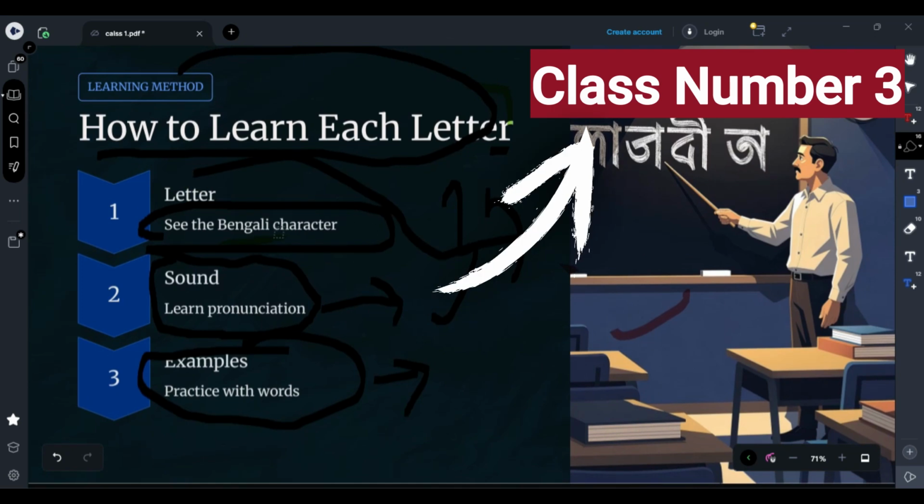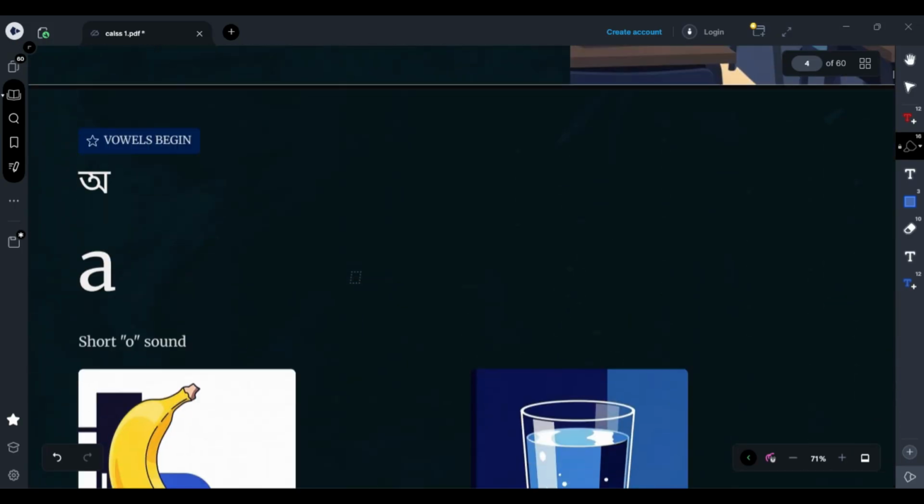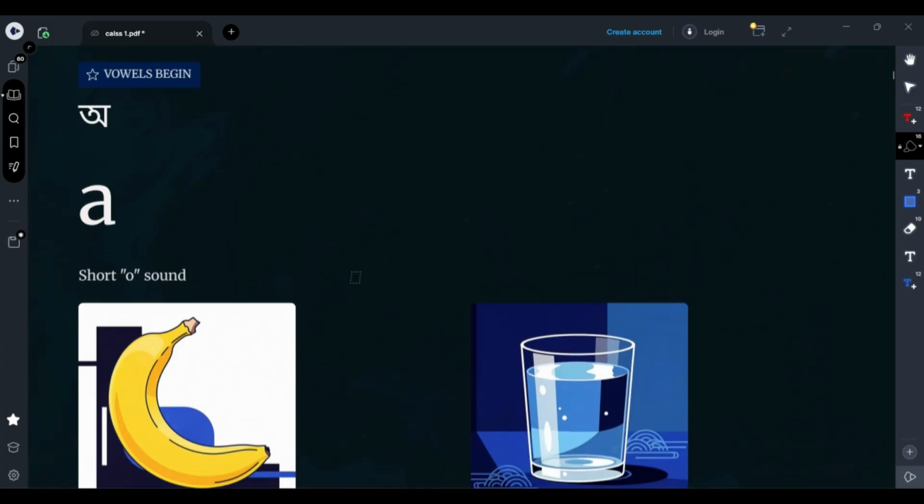Last lesson we talked about how we will read all of this alphabet, and now we'll start our main class. In this part, we will learn the vowel.